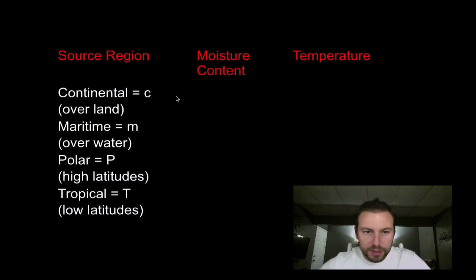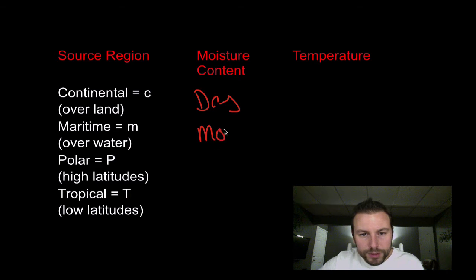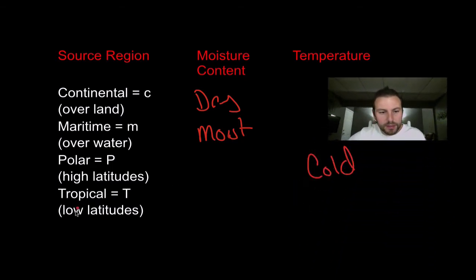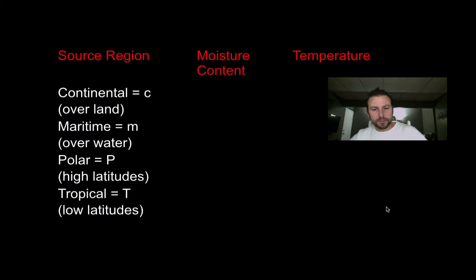So when we look at this, it's just a little review. We have continental, which looks at the moisture content. It's going to be dry. Maritime, moist. Polar, where it's high latitudes, we now look at temperature. That'd be cold. And tropical, warm. And there you have it. So now we can put these together.